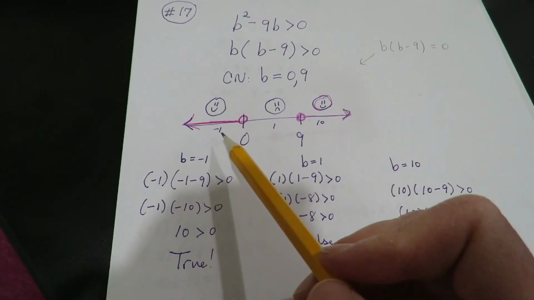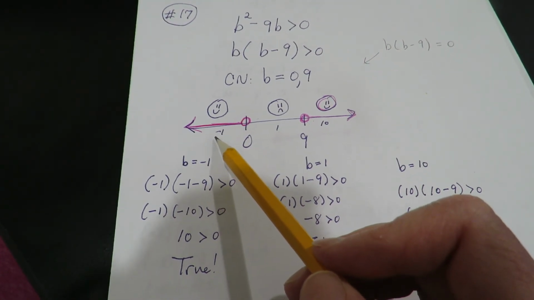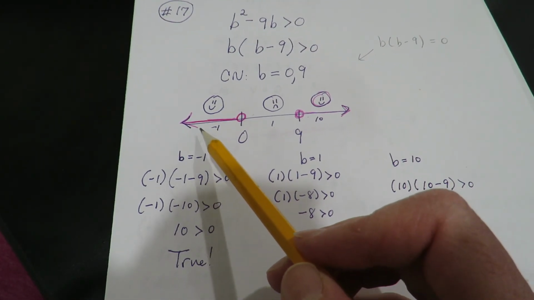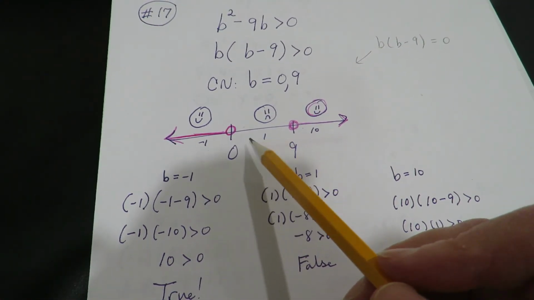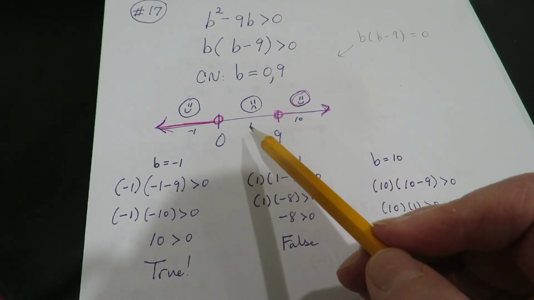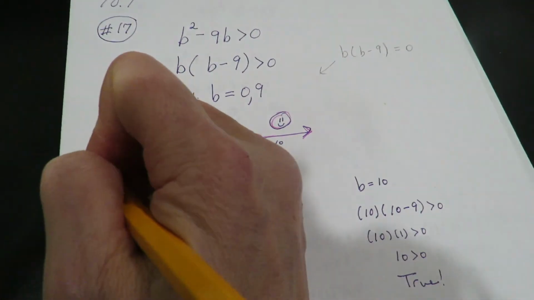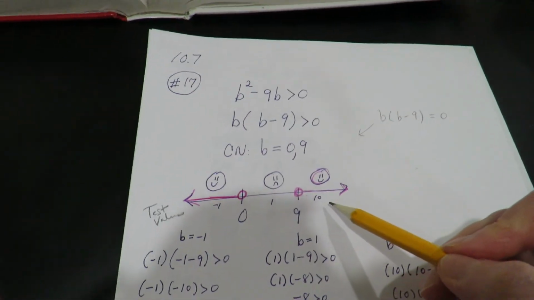And then I asked you guys to find a test value, and it could be anything to the left of 0, like -1, -2, -3, right? Anything in between 0 and 9, just never pick the critical numbers as a test value. These are what we would call test values. And then I picked 10.